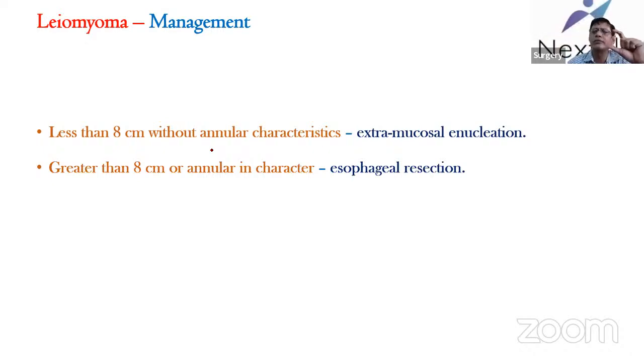If more than 8 centimeters or annular in characteristic, resection. Less than 8 centimeters and not annular, extramucosal enucleation. Less than 8 centimeters but annular, resection should be done, because now it becomes annular.